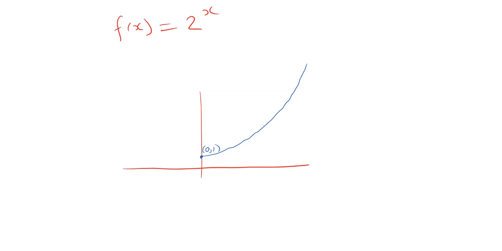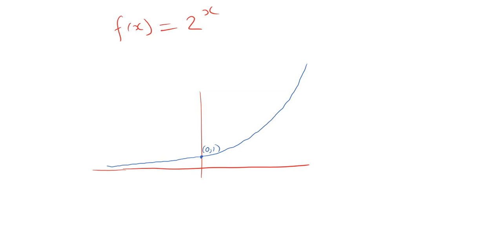So what's going to happen on the other side is it's going to get smaller and smaller and smaller. But it isn't ever going to get negative, is it? We're never going to have 2 to the power of anything give us a negative number. So we're going to be tending towards 0 in that negative direction, like that. So that's what an exponential function looks like.